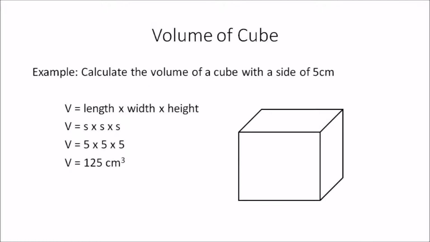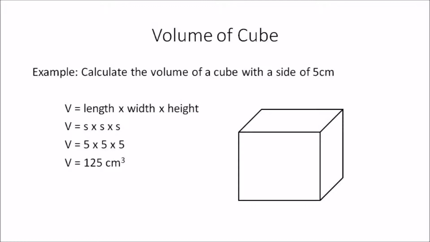So we'll do an example question. Calculate the volume of a cube with a side of 5 centimeters. So we'll use the same formula that we discussed earlier. Volume is equal to length times width times height. Now we discussed that because it is a cube, the side lengths are the same, because the faces are all squares. So the formula becomes volume is equal to S times S times S, which is all the same.